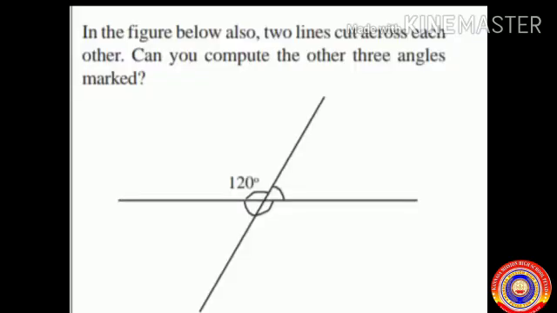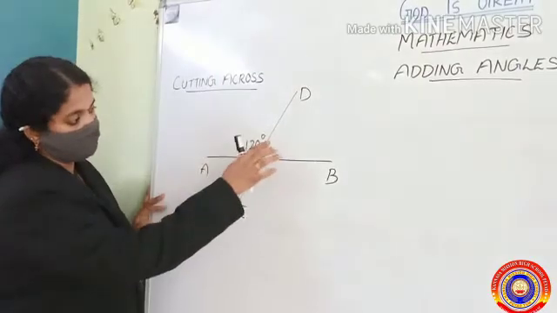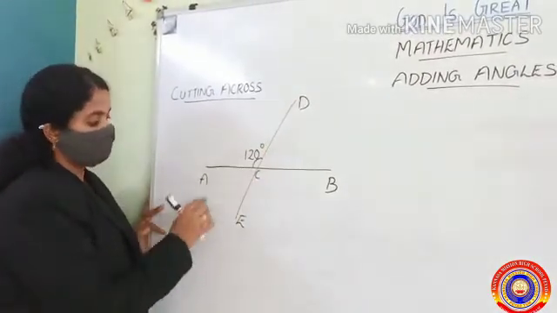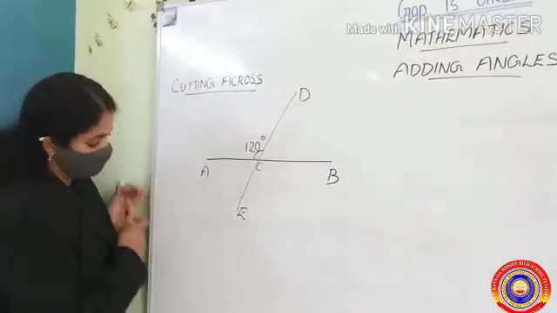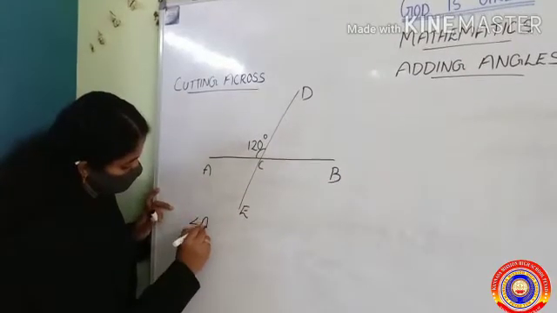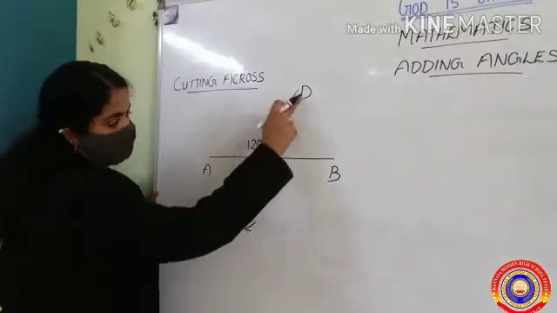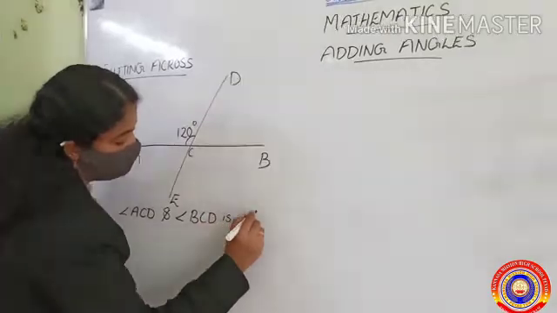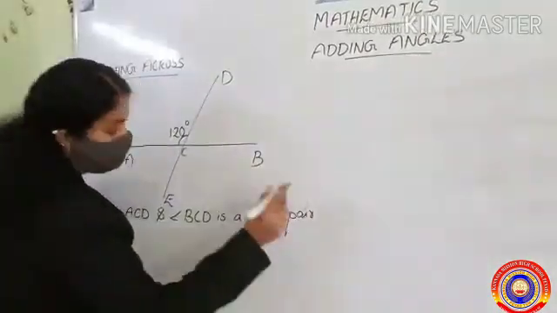Okay, let's do another question in your textbook, page number 11. In this question, one angle is given. We want to find the other 3 angles. Since angle ACD and angle BCD form a linear pair, first we will find the angle BCD.